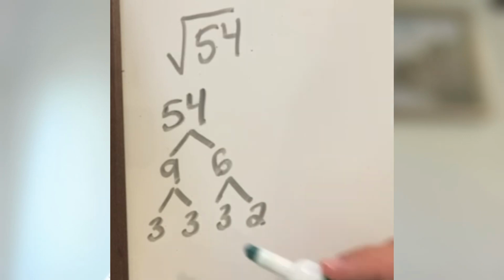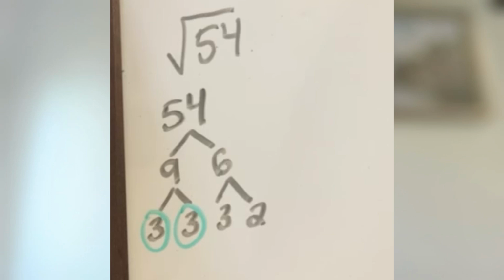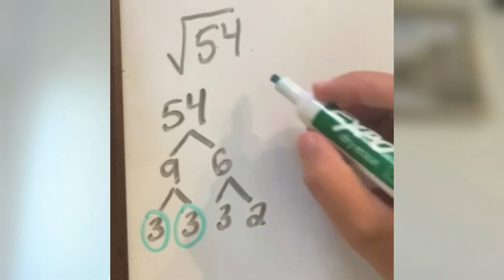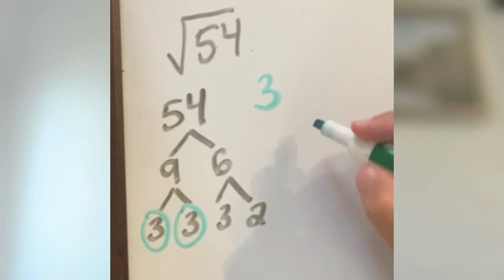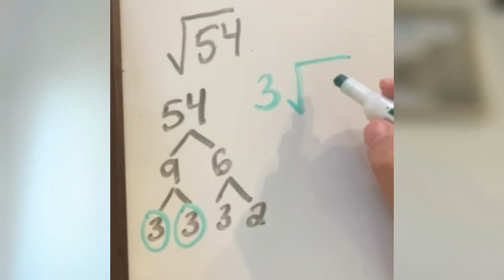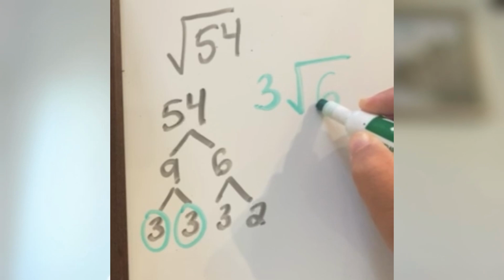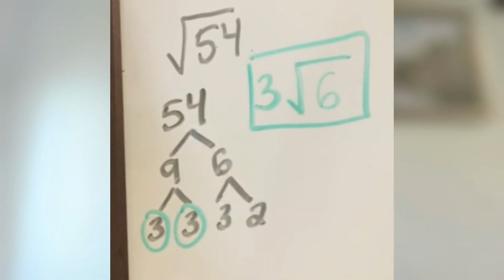Step number 2, look for pairs. Well, I see I have a pair of 3, so I'm going to circle those. Those pairs I can take out of the square root. So I'm going to be left with 3. I'm going to take it out of the square root. And I have 3 and 2 left over. They don't make a pair. So therefore, they're going to be left underneath the square root. So I'll have 3 square root of 6. I'll multiply 3 by 2. And that'll be what has to stay under the square root.